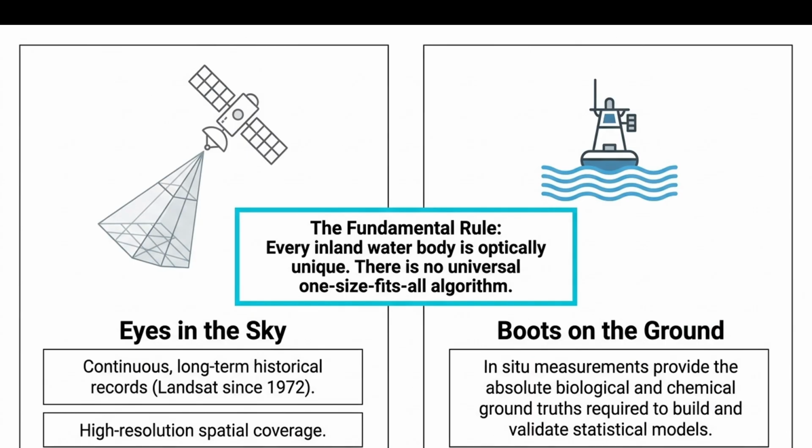Then the fundamental rule: every inland water body is optically unique, there is no universal, no one-size-fits-all algorithm. So we can easily use the satellite or sensor to get continuous data. We can create continuous pixel data for every water body for chlorophyll or total suspended solids. We can easily use the satellite imagery.